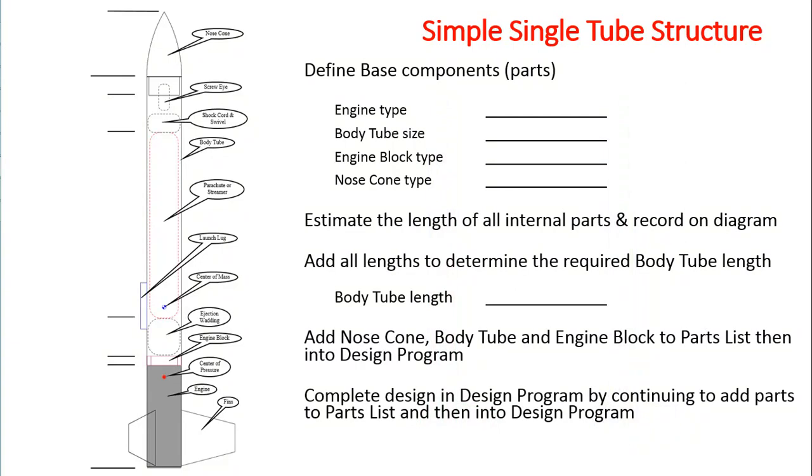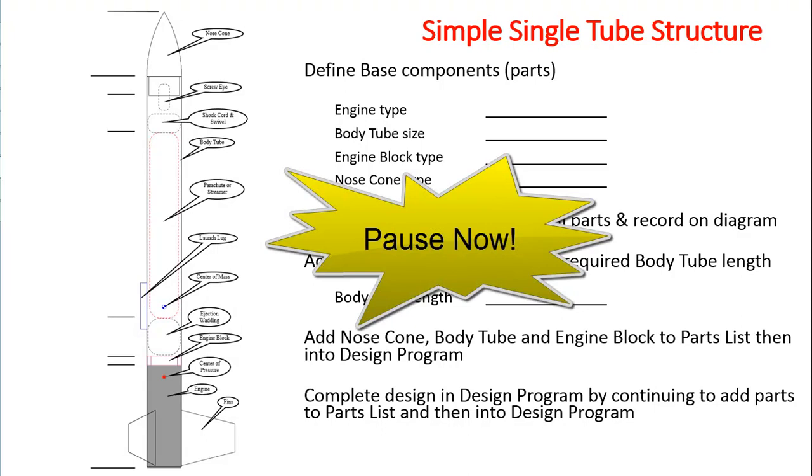You will start your design using the layout guide you printed. You fill it out as you go through the design process. Simply follow the prompts in the guide. Start by defining the base components. The engine type and body tube size are easy in this case because the design requirements gave you a specific engine and body tube size to use. Pause this video and check the design definition to get that info and enter it into your hard copy form.